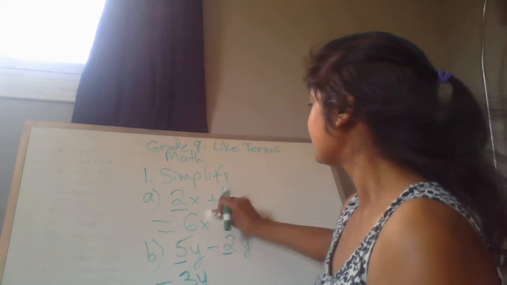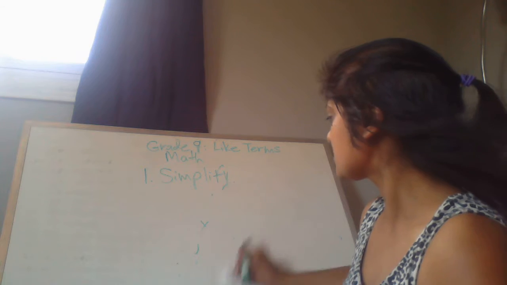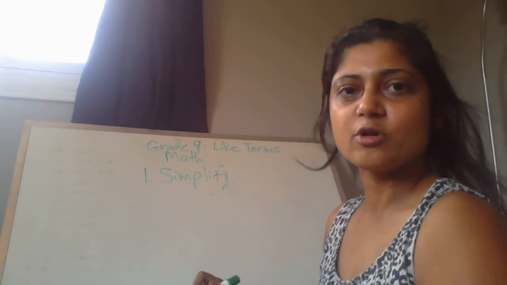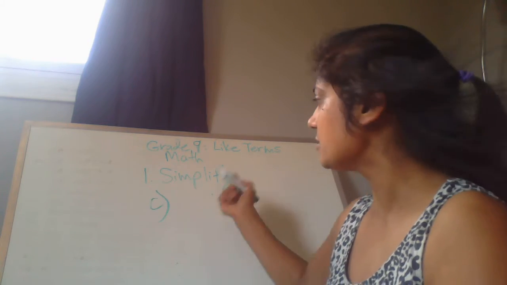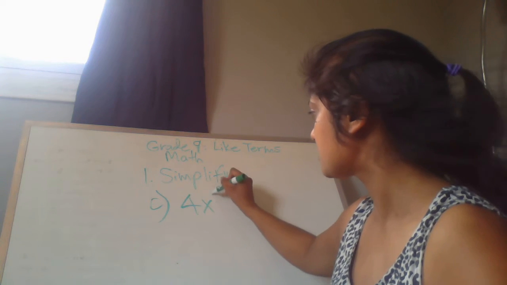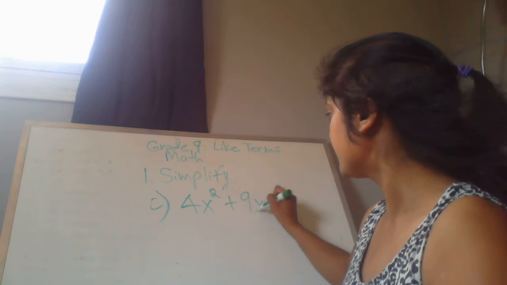Okay, so we're going to do one more example. Let's take a look at this. It doesn't have to be just one letter like an x and y in order for two numbers to be like terms. It can also have an exponent at the top. So let's do 4x squared. Alright, and let's add something bigger, so say it's 9x squared.